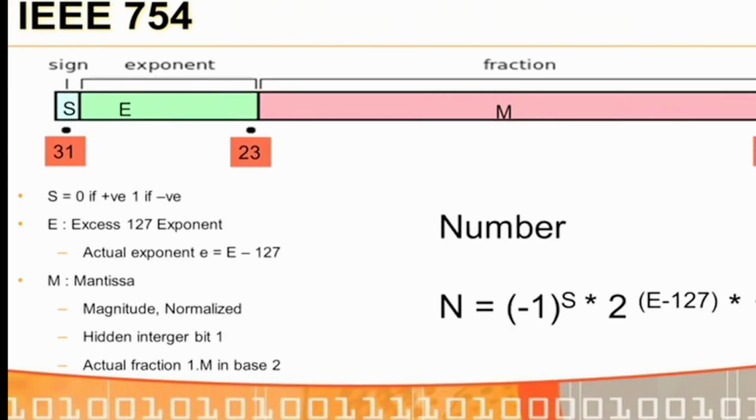If s is 0, then it is positive. If s is 1, then it is negative. So the sign bit is very clear. If I put 0 there, it's a positive number; 1 is a negative number. Now how do we store the exponent? We store the exponent in what we call the excess-127 format. Whatever exponent you want, you add 127 to it and store it.